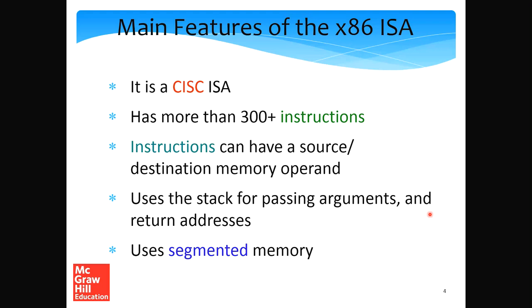Another major difference as compared to Simple RISC is that it uses the stack for passing arguments and return addresses, unlike registers. In other RISC ISAs, we had a lot of registers, so we were using the registers for passing arguments and return addresses and similar kinds of information. But this does not happen over here, and it uses a different memory model called segmented memory. We shall look at all of these points in detail over the next few slides.